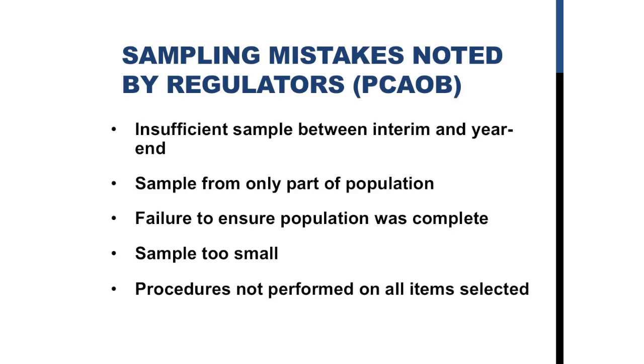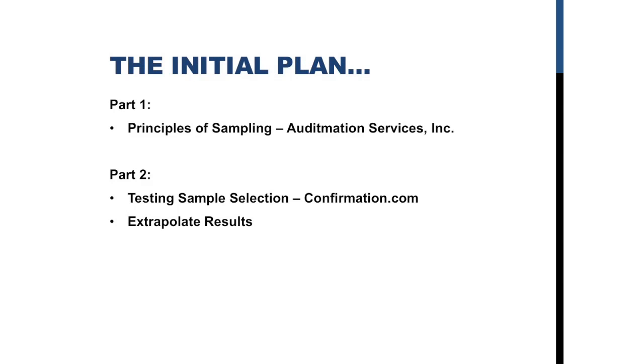So this is an important problem for us to try to address in the classroom. So what was my initial plan? My initial plan was to have two parts of this case. The first part, I would cover principles of sampling, working with a vendor called Automation Services, Inc.